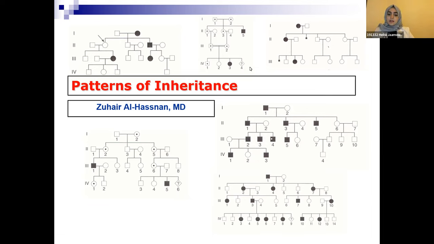But let's talk about the patterns in inheritance in general first. From your understanding, please tell me what do you understand from this title? What do we exactly mean by the patterns of inheritance? All of you are allowed to unmute your mics and speak if you would like to contribute, or you can type it down on the chat. I just want to get you to start brainstorming. What do we mean by patterns of inheritance?